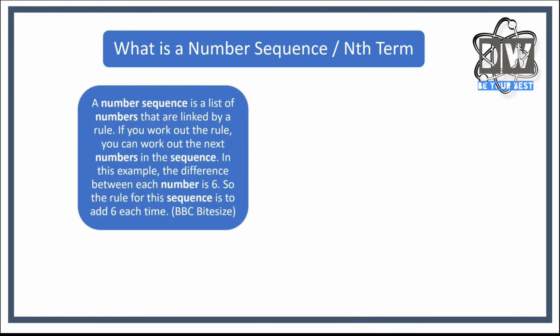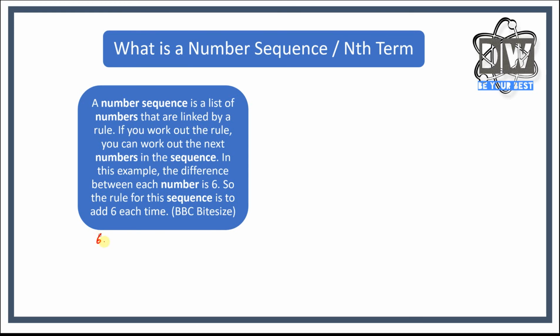We're just going to go over some old ground here. What is a number sequence and what is the nth term? Because we are going to work on the nth term today. Sounds difficult, I promise you it's not. A number sequence is a list of numbers that are linked by a rule. If you work out the rule, you can work out the next numbers in the sequence. In this example, the difference between each number is 6, so the rule in the sequence is to add 6 each time.